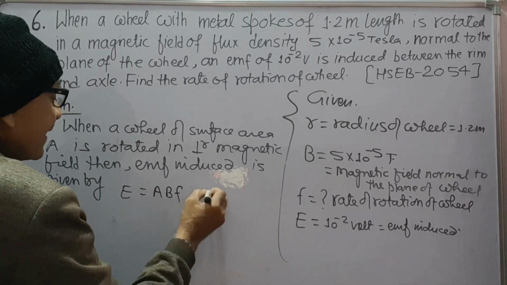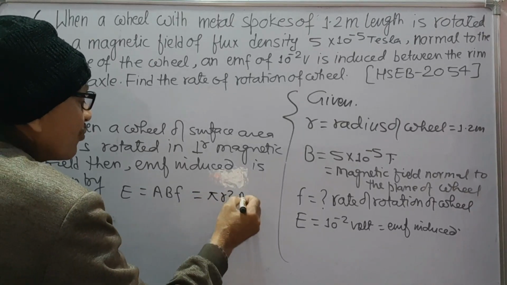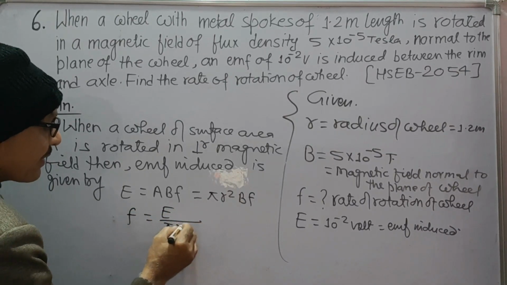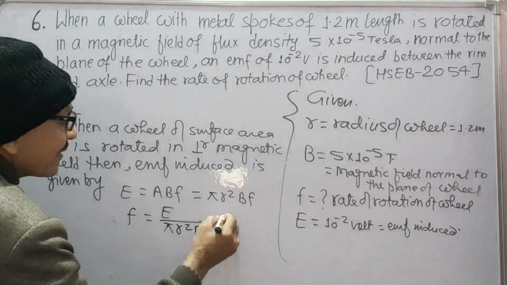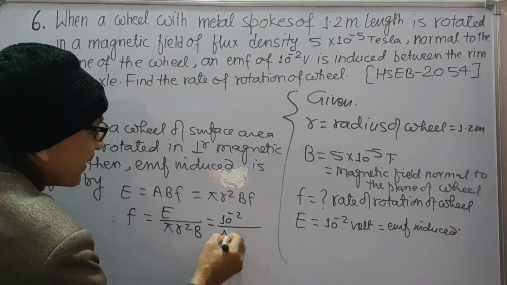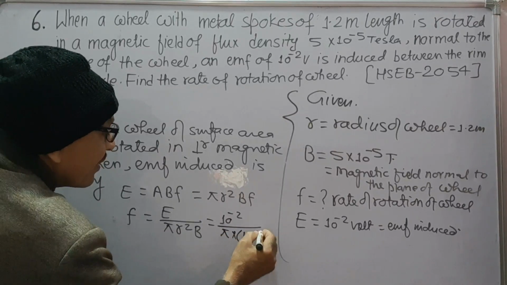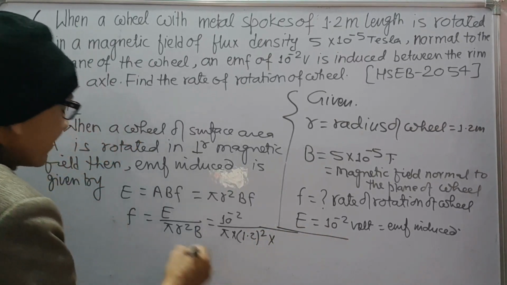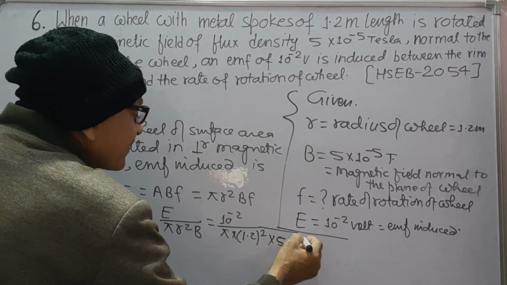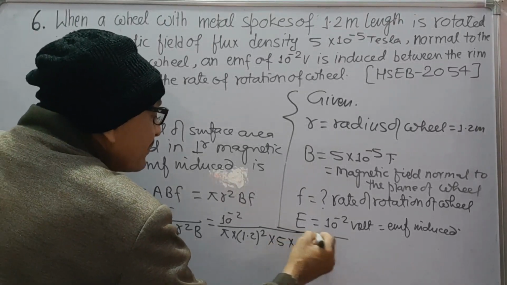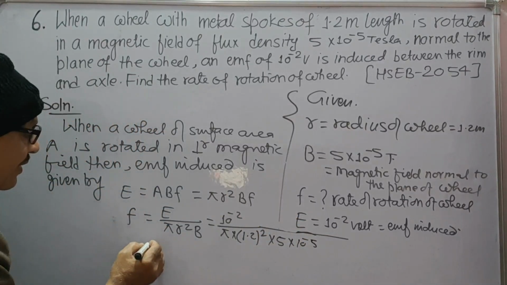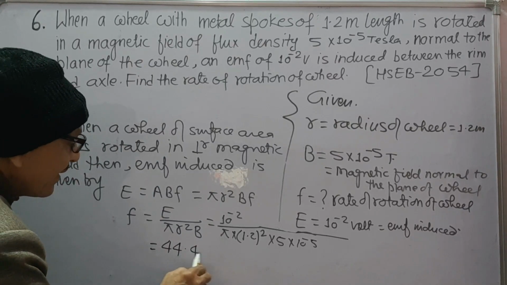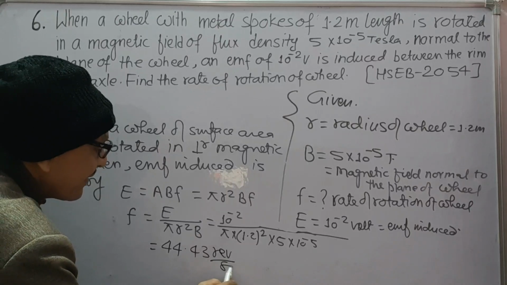So here A is pi r square into B into F. F will be equal to E divided by pi r square into B, 10 to minus 2 upon pi into 1.2 square into B, 5 into 10 to minus 5, which gives 44.43 revolution per second.